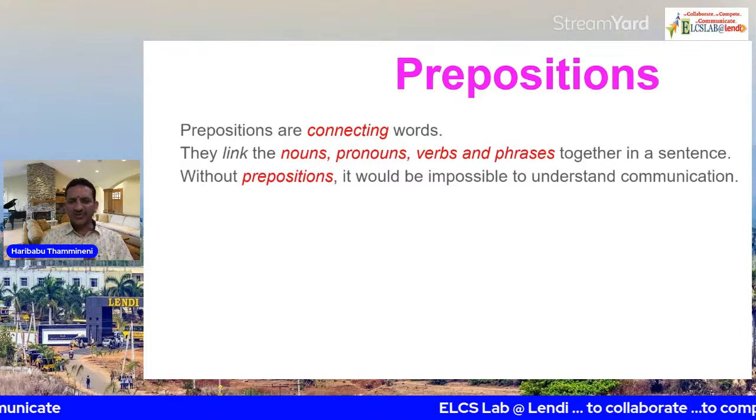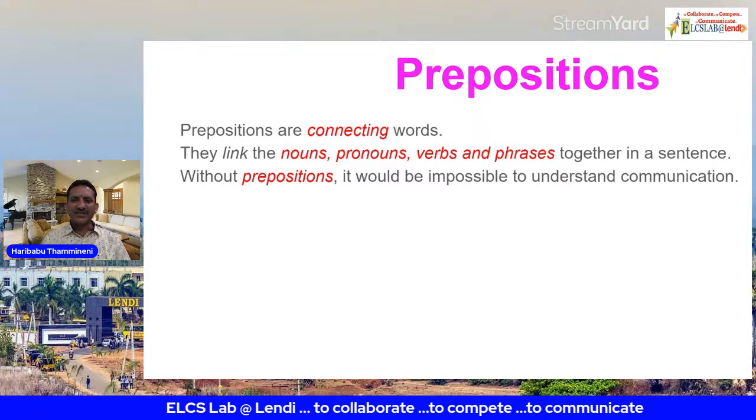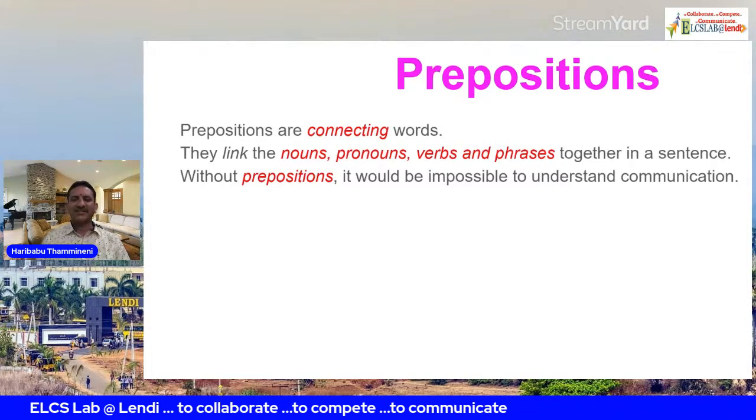Similarly, without prepositions, it is very tough to understand what the speaker is able to deliver through a sentence that he or she has spoken or uttered.